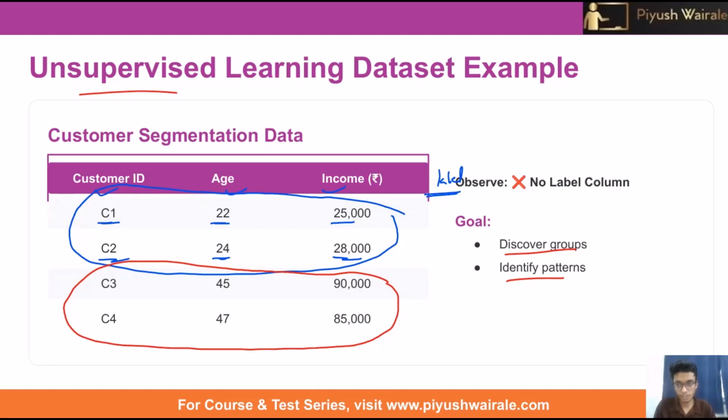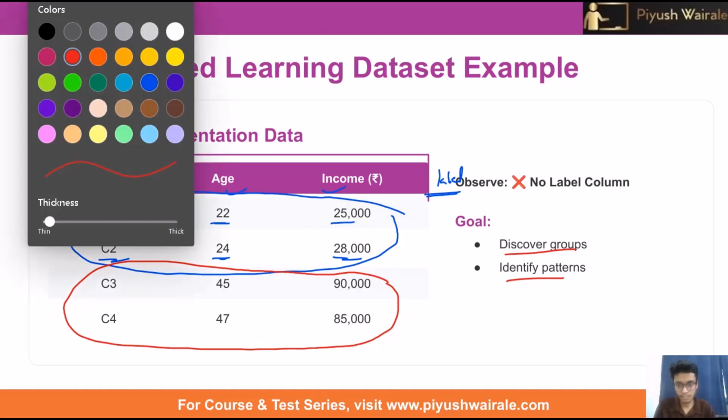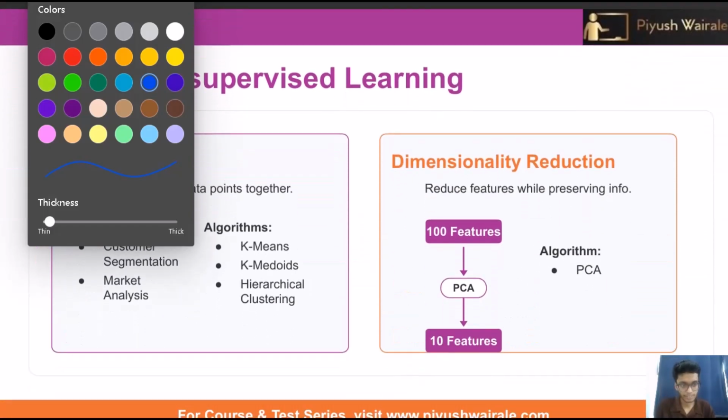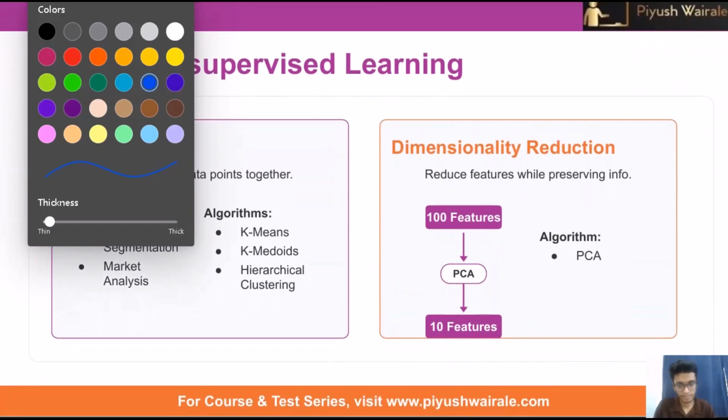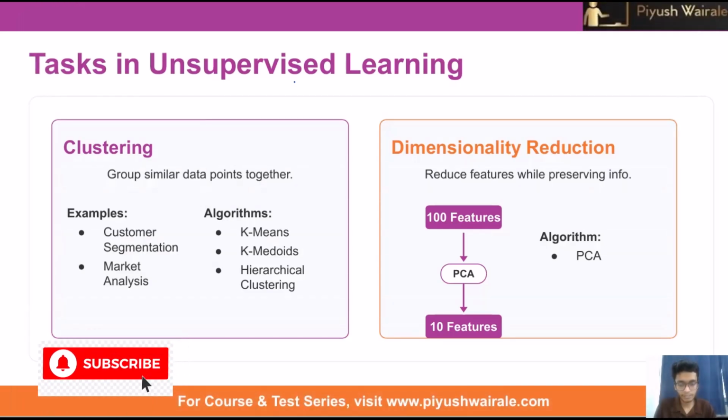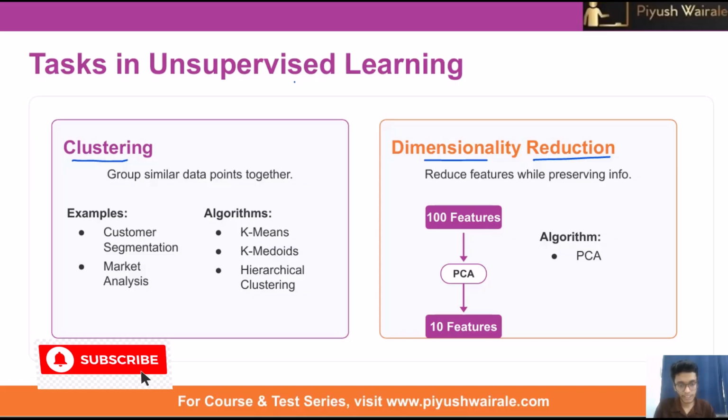Now let's talk about the types of unsupervised learning. There are two tasks in unsupervised learning which are in our syllabus. One is clustering and one is dimensionality reduction. Clustering groups similar data points together, which is what we did in the example dataset.